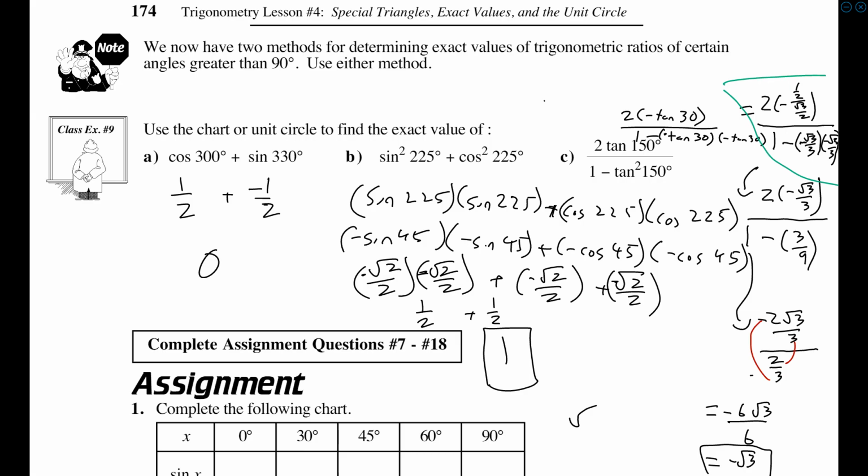That's not a very usable answer. That is a number, right? You need to simplify that. But the trig work has all been done. Now we're just working with simplifying the expression. So anyways, it ends up being negative root of 3.